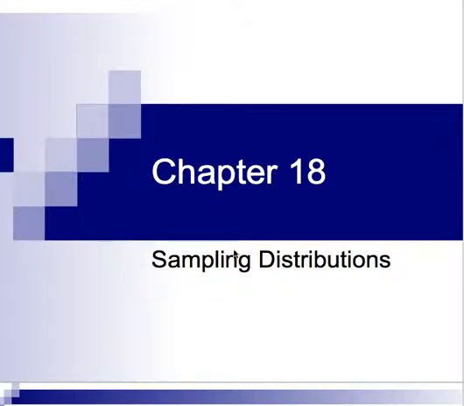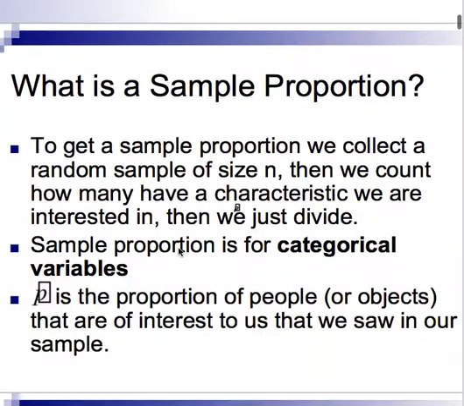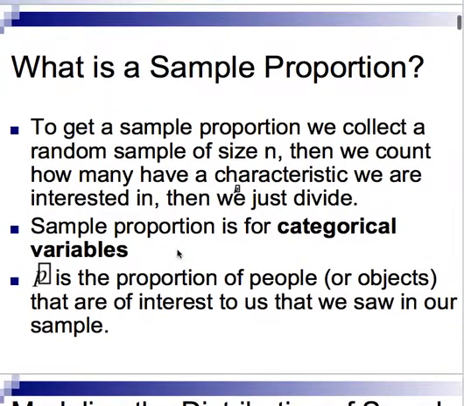Welcome to Chapter 18, the first chapter in the next unit, Unit 5, and we're talking here about sampling distributions. First of all, we're going to talk about what exactly is a sample proportion. To get a sample proportion, we collect a random sample of size n, maybe by an SRS, a simple random sample, and then we count how many have a particular characteristic that we are interested in.